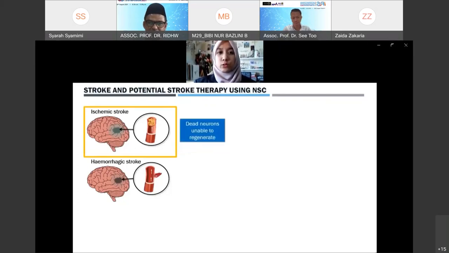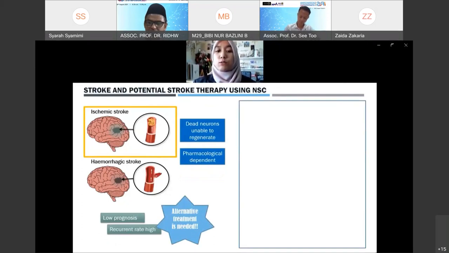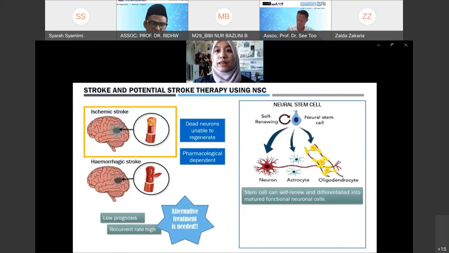Dead neurons due to stroke are unable to regenerate, which makes this disease very pharmacological dependent. It also has a low prognosis and high recurrence rate. Therefore, an alternative treatment is needed. For the past few years, stem cell grafting has been the most encouraging approach for the treatment of neurodegenerative diseases, as stem cells are a class of undifferentiated cells which have the ability to self-renew and develop into different cells. For example, neural stem cells can develop into neurons, astrocytes or oligodendrocytes.